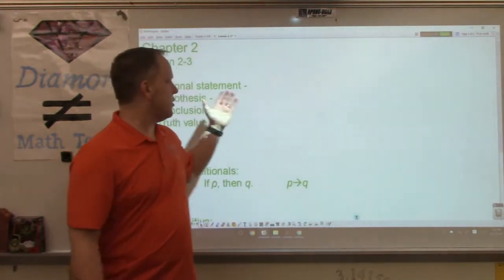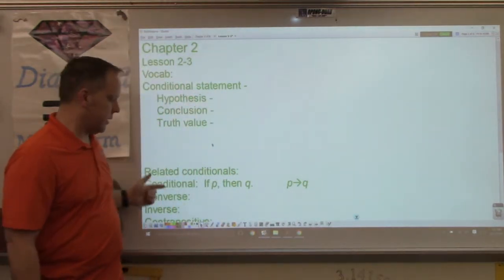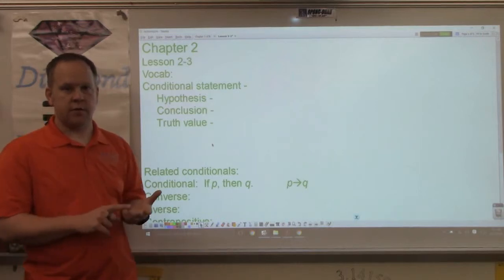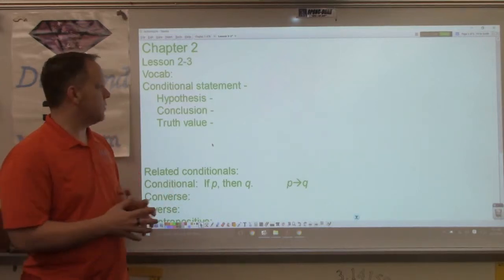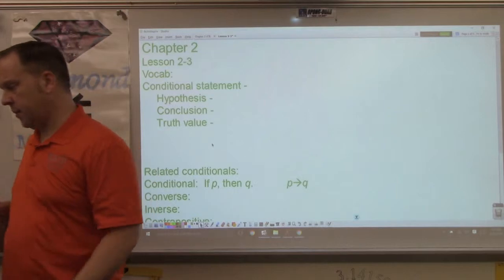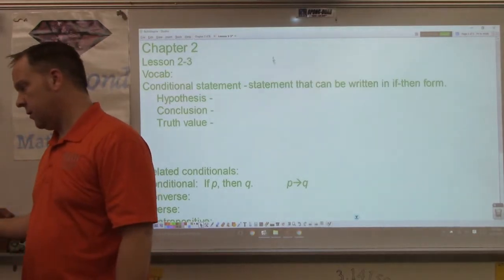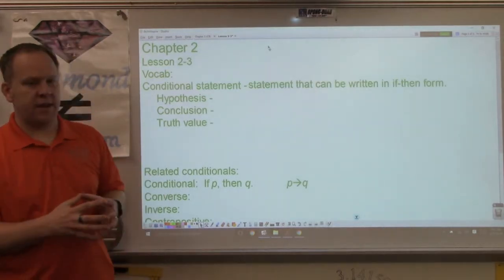Today we're going to look at conditional statements, the parts of it, and their relatives, the converse, the inverse, and contrapositive. So let's first off figure out what is a conditional statement. A conditional statement simply is a statement that is written in an if-then form.